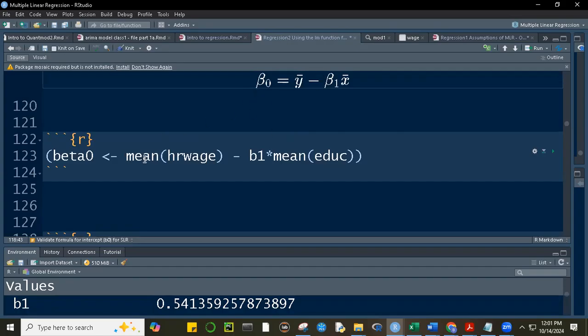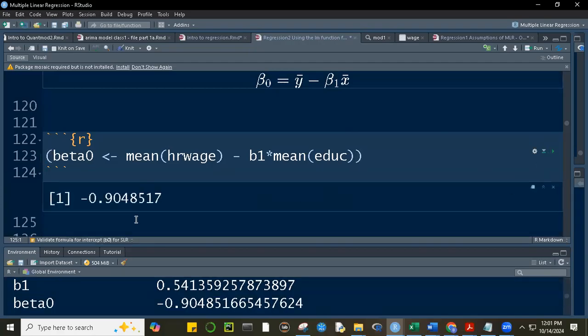Yan. Mean ng hourly wage minus beta 1 times mean ng education. Again, class, since naka-attach pa si wage, di ba? Pwede natin diretso yun na mean of hourly wage. Okay? So let's run this.